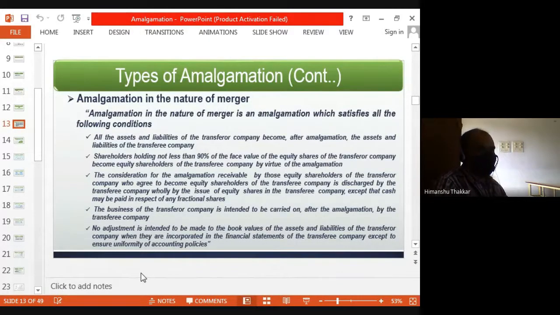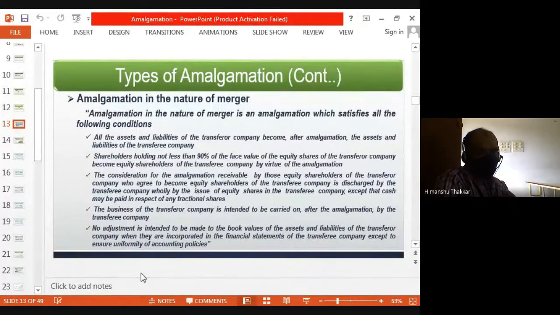So, what does this third point mean? Whoever is the shareholder of B Limited, they should get A Limited shares or cash or something else against their shareholding. That is what the third point is. They should be given the new shares, or cash if needed or required, against their shareholding.